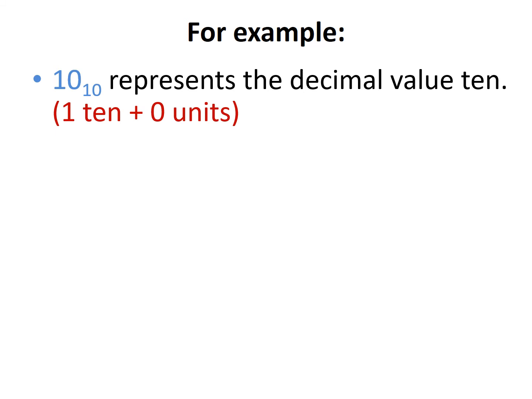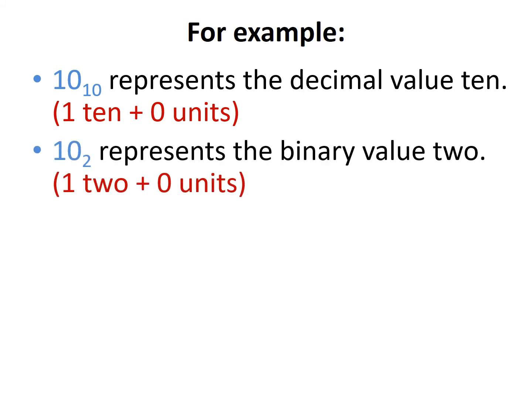Okay, 1, 1, 0 units. Then in the binary number system, the value of 10 base 2 is, so look at this: 1 into 2 plus 0 into 1. So 1 into 2 is 2, plus 0 into 1 is 0. So 2 plus 0, the value is 2. So 10 base 2 has the value 2 actually.